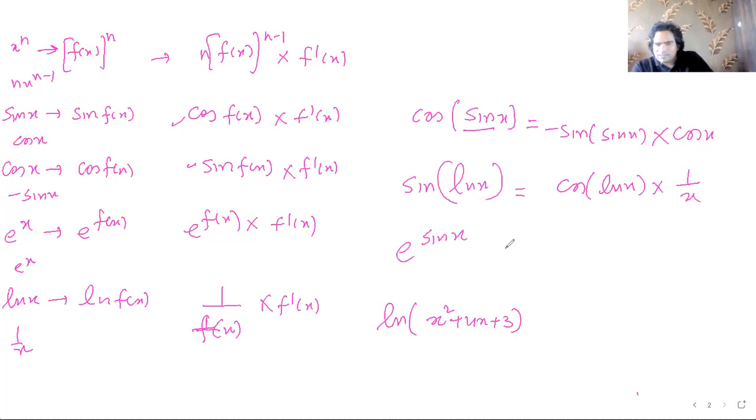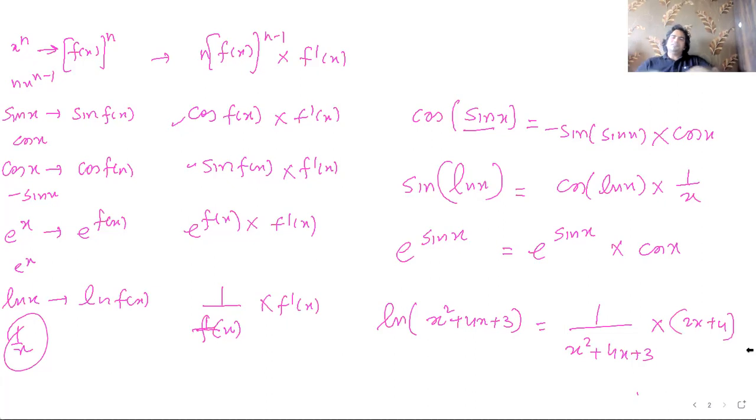Now, e to the power sine x. The e to the power x is my parent function, so differentiate it as it is. Ignore sine x. So it is e to the power sine x times the derivative of sine x, which is cos x. Now, ln of f(x) gives 1 upon f(x), so it'll be 1 upon the child function as it is, into the derivative of the child function, which is 2x plus 4. So these are some techniques that can be very helpful when you're doing derivatives of different kinds of functions.